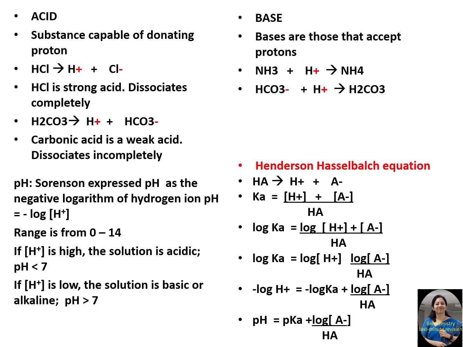So interchanging the LHS and RHS, minus log H plus is equal to minus log Ka plus log of anion divided by undissociated acid. So we all know now, minus log H plus is nothing but pH, and minus log Ka is the pKa of that particular acid, plus log of anion by undissociated acid. Now this is the Henderson-Hasselbalch equation. This is how we derive this equation.